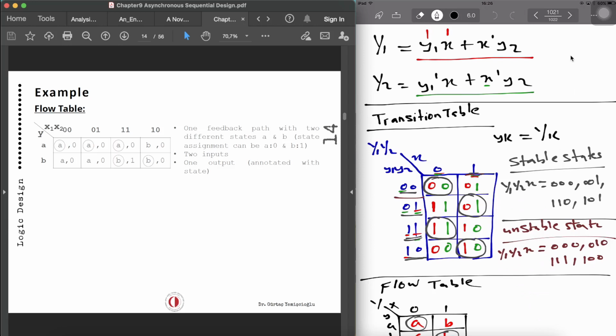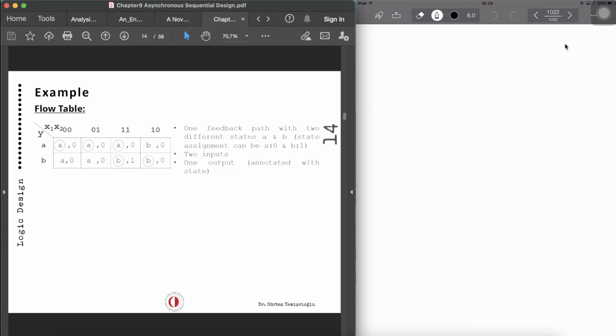Okay, so next example. Now we have got two inputs and one feedback path, which is y. So that means this will provide us two states, A and B, and state assignments are given. So A is 0, B is 1, and one output annotated with the state, as you can see, which is written next to the states. So these are the outputs. Okay, so in order to analyze it, the first thing to do is, again, the flow table is given. We can derive the transition table.